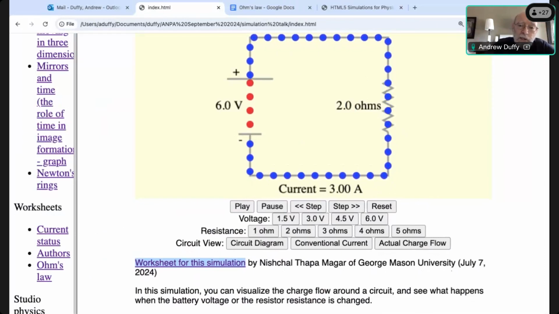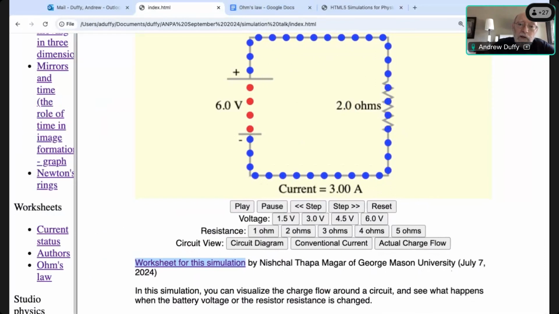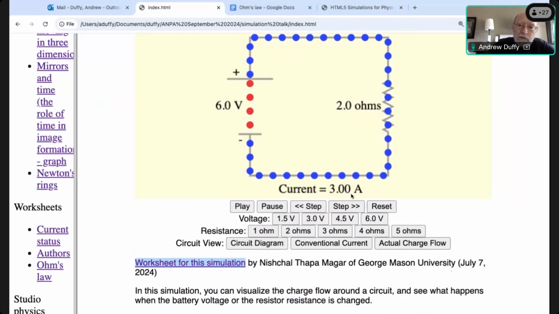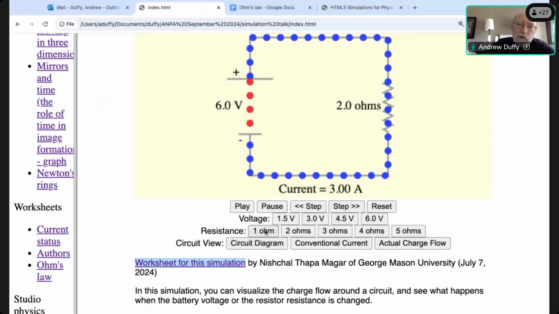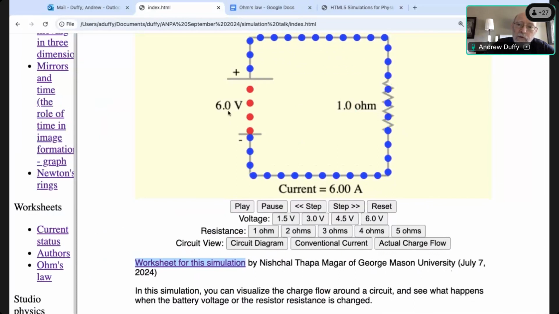A couple of questions on this nice worksheet are, what is the maximum current you can get out of this, and what's the minimum current? Right now we're at 3 amps. How could we increase the current? Well, we're almost at max now. We've got the maximum voltage. We know that if we take the resistance down as low as we can, we get the most current with the highest voltage. So 6 amps is the most.